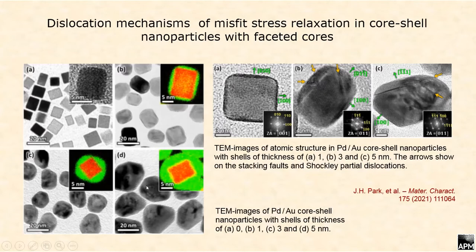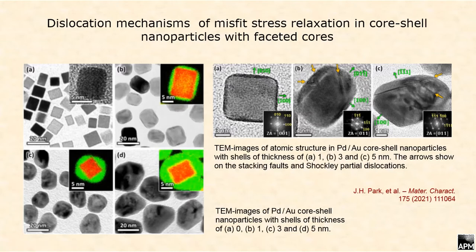And when we consider these systems under high-resolution transmission electron microscopy, of atomic resolution, we see what these defects are. When the thickness of the shell is very small, 1 nanometer, there are no defects at the interface. But when this thickness reaches 3 nanometers and 5 nanometers, we see here so-called stacking faults. These are defects which are well known in material science.